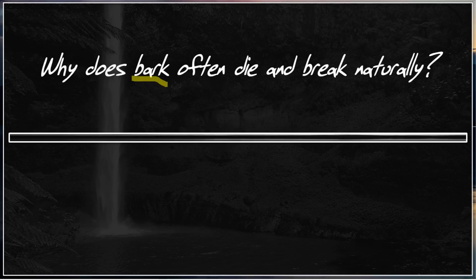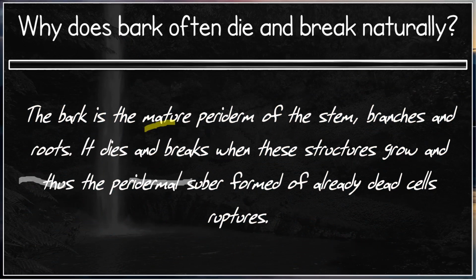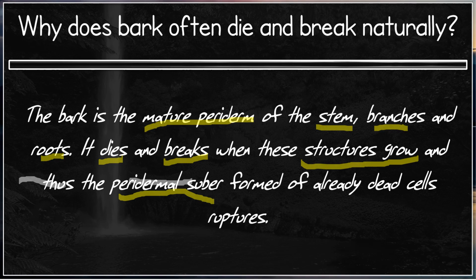Why does bark often die and break naturally? The bark is the mature periderm of the stem, branches, and roots. It dies and breaks when the structures grow, and thus peridermal suber formed are already dead cells. Rupture.